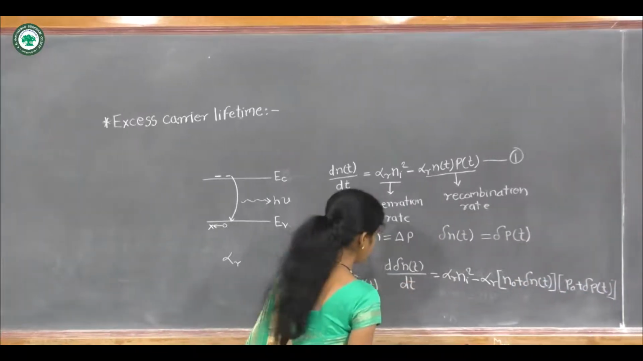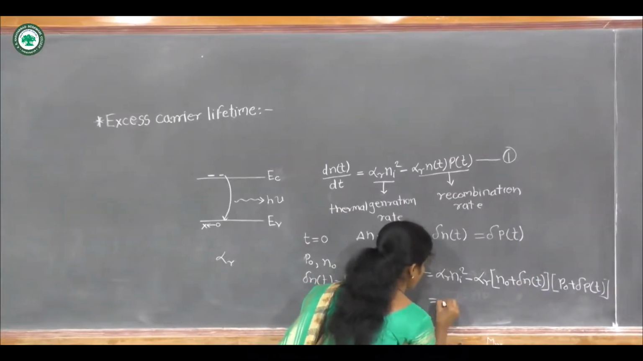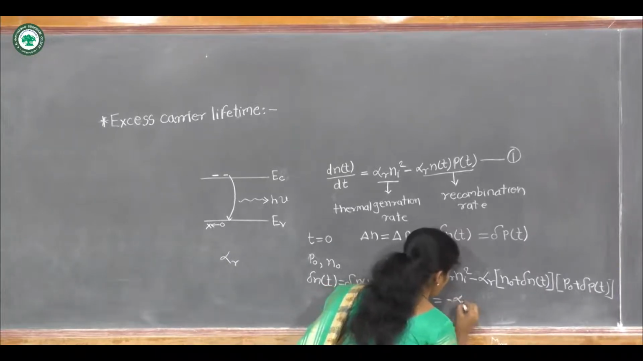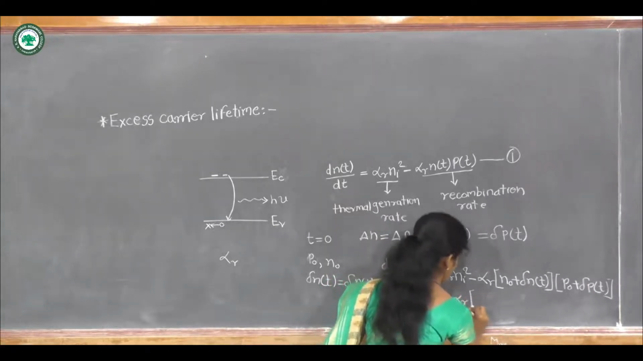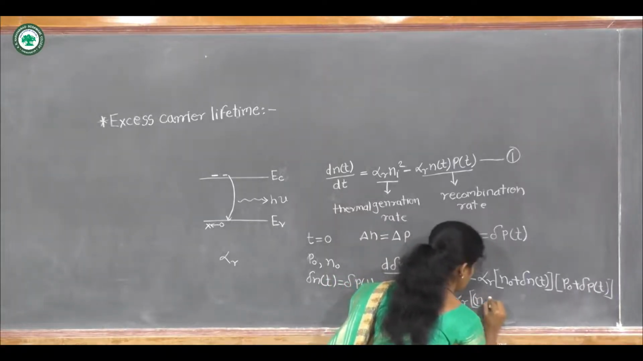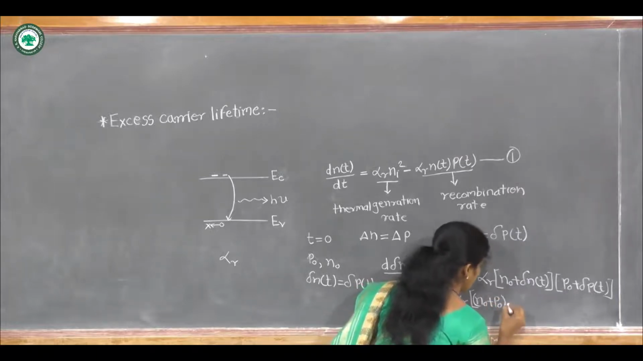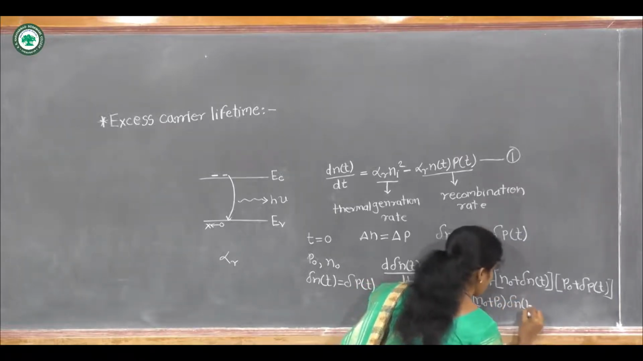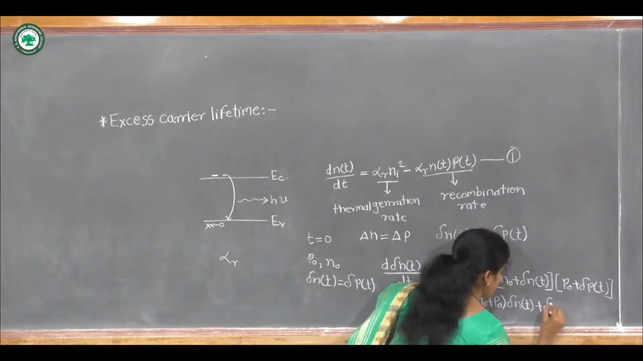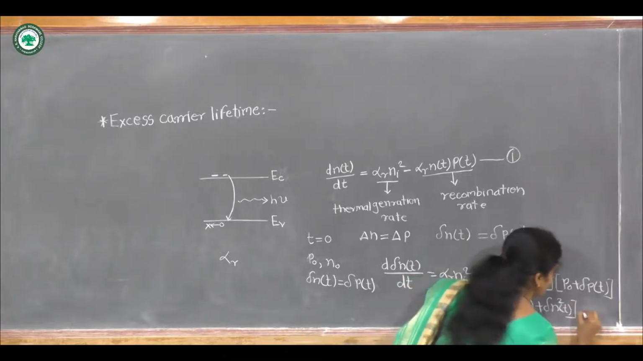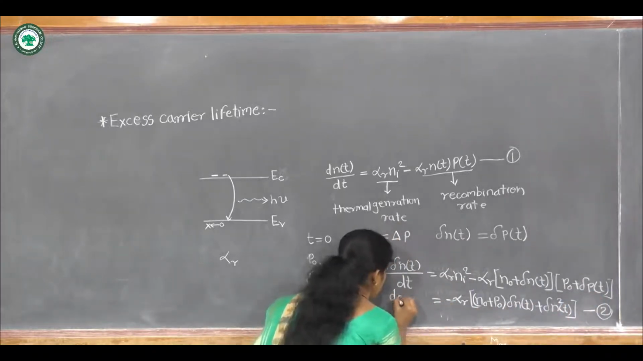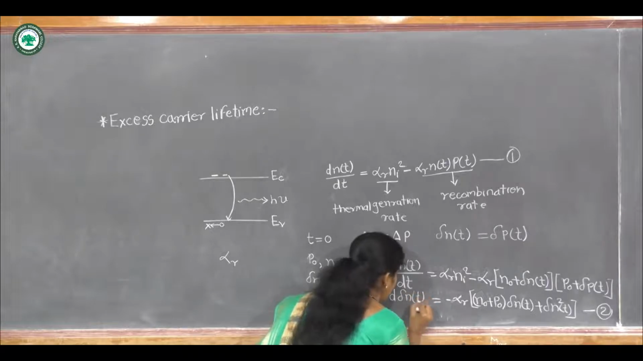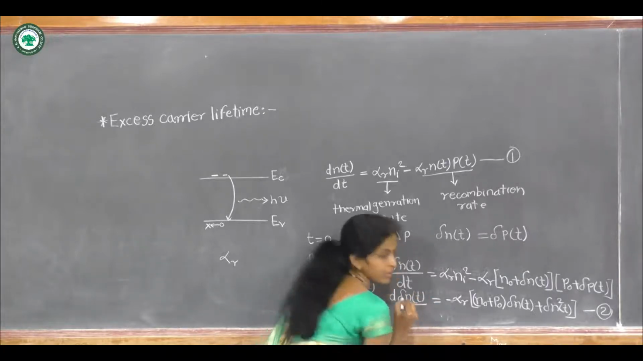So again we may write this as minus alpha r into [(n0 plus p0) into delta n(t) plus delta n(t) square]. So this is equation number 2, the expression for d of delta n(t) by dt.